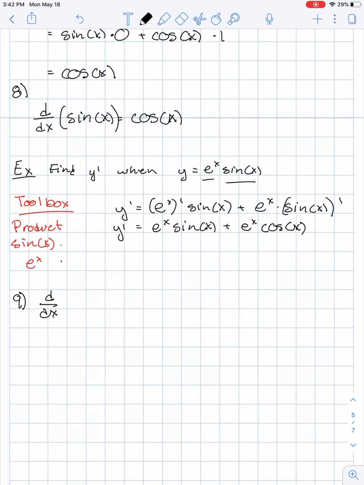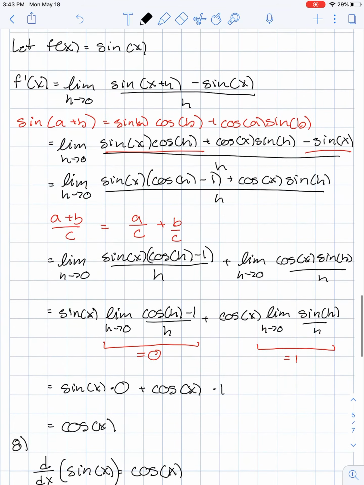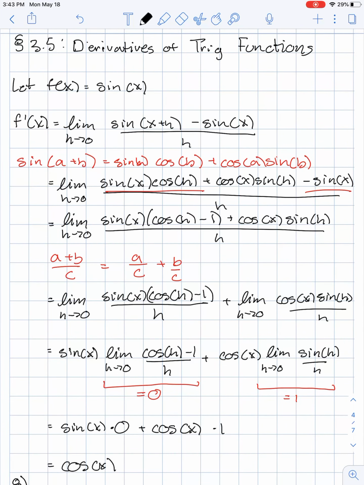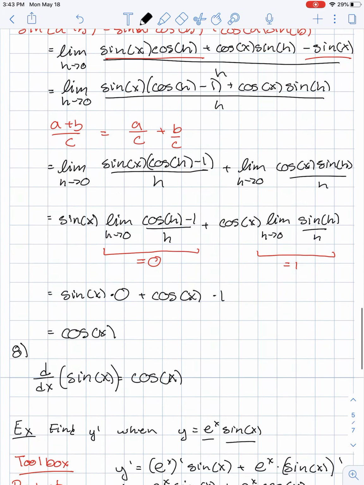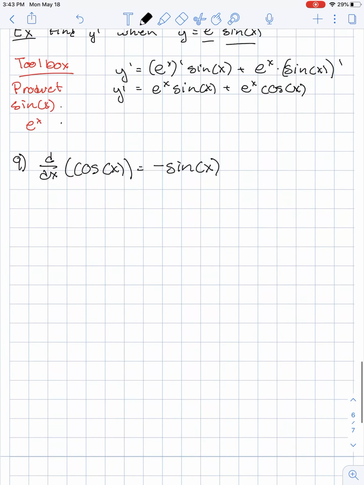Alrighty, so our ninth derivative rule is that the derivative with respect to x of cosine is negative sine of x. And you can show a similar proof of this using the same way we did here. Obviously, not using sine of x plus h, you use cosine of x plus h, and you would use a different rule.